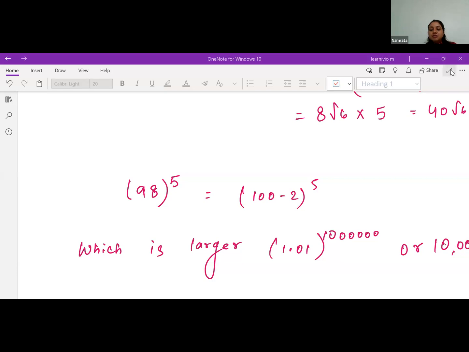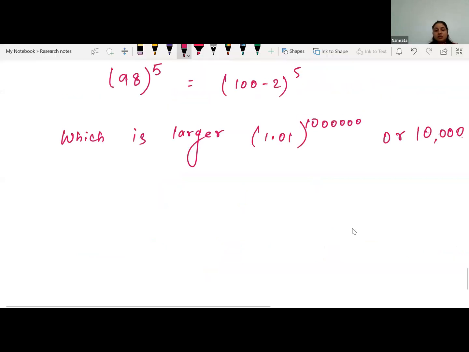If we have to see which one is larger, here it's not possible to tell directly. 1.01 to a huge power, will it be larger than 10,000 or not? We are not sure about that. We can use the concept of binomial expansion over here, which says that 1.01 can be written as 1 plus 0.01. Can we write it like this? Yes, ma'am. And to the power whatever is there, 1, 2, 3, 4, 5, 6.